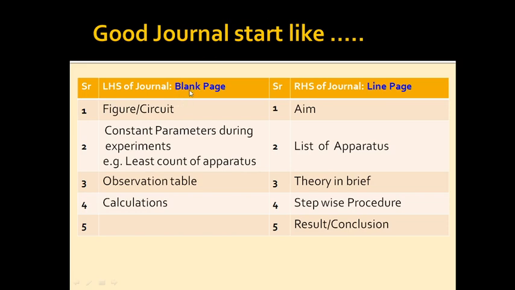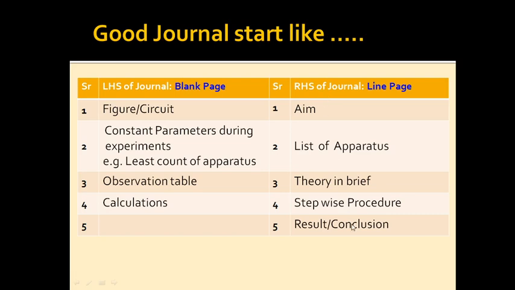Let us say you are doing an experiment where temperature is constant, then you should write the least count and then the temperature, and then you go to the observation table, because after the constant parameters, the constant least count, only then will you step into the observation table. So the third point will be the observation table. Once the observations are finished, you will do the calculations, and the outcome of your calculation becomes your results. So 4 points on your left hand side blank page and 5 points on your lined page, the RHS of your journal.